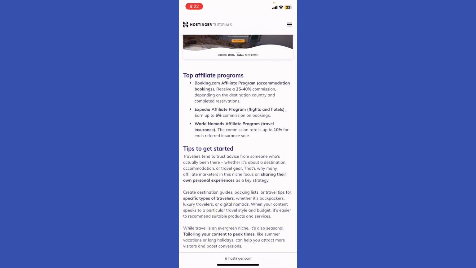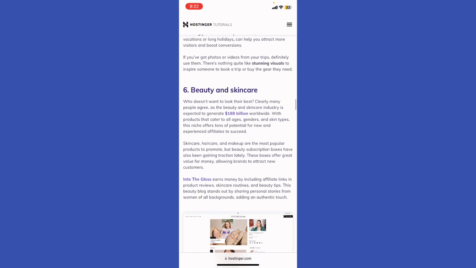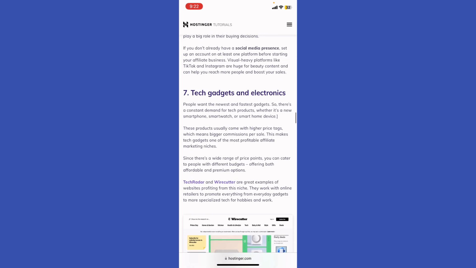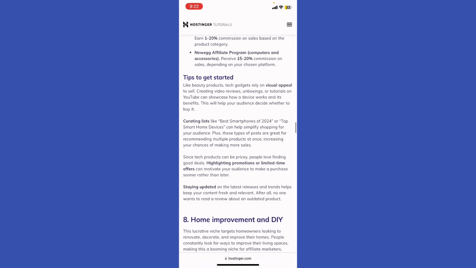Evaluate the audience demands and use keyword research like Ubersuggest or Google Keyword Planner to gauge search volume and competition for specific topics. And then test the different niches. Start creating content around a few niche ideas and measure engagement and conversion rate. By following these steps, you can effectively identify and select profitable affiliate niches with Hostinger.